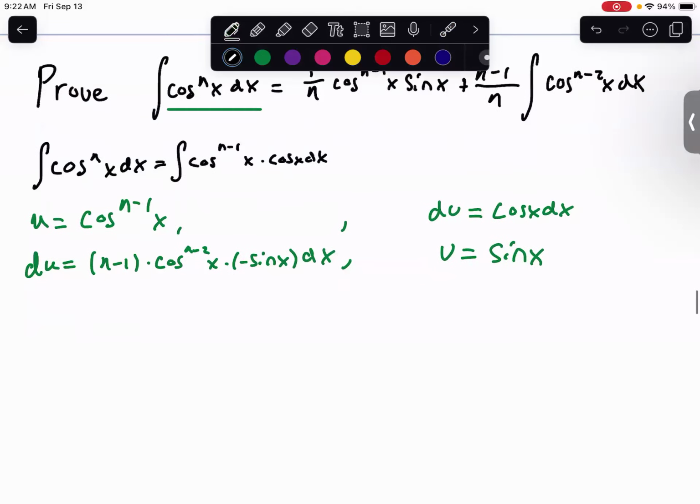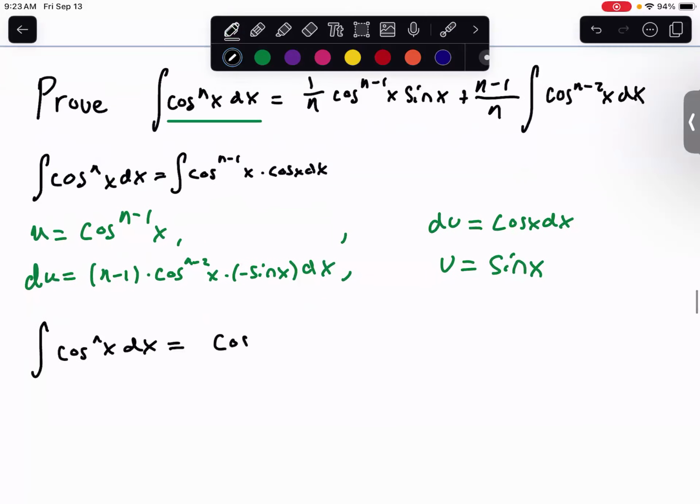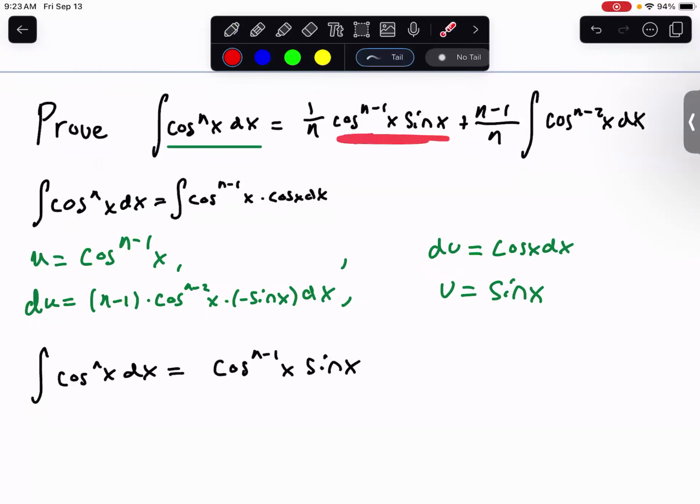So what this tells us is we can rewrite the integral of cosine to the nth power of x in the following way. This is going to be equal to u times v. So this is going to be cosine to the n minus 1 power of x multiplied by sine of x. And you should note that this looks similar to what we want to ultimately prove. We're just missing this 1 over n in front of it. And then this is going to be minus the integral of v times du.